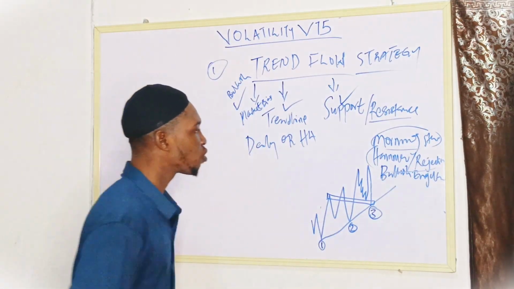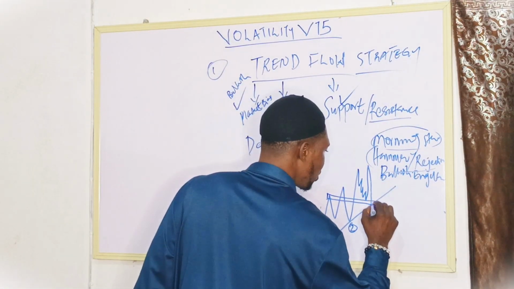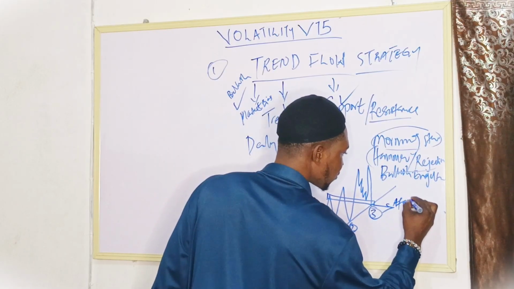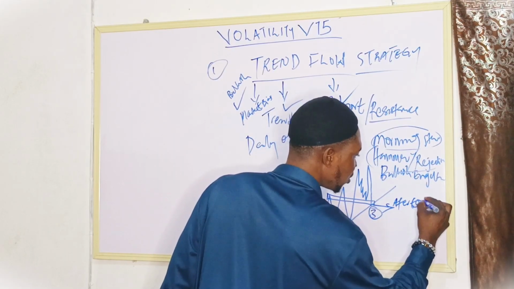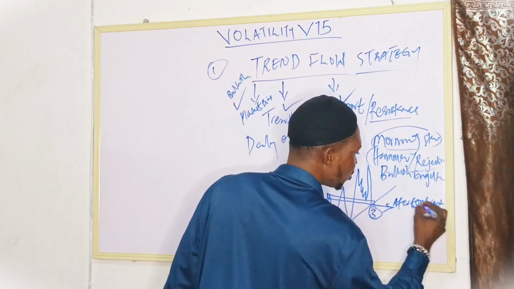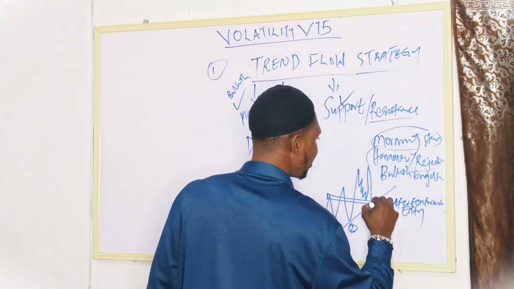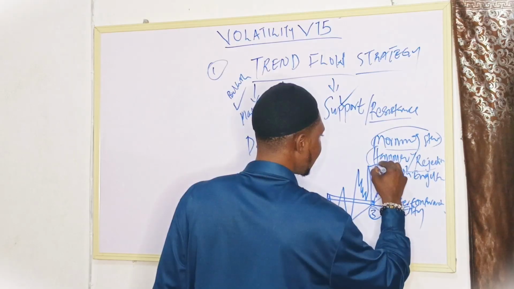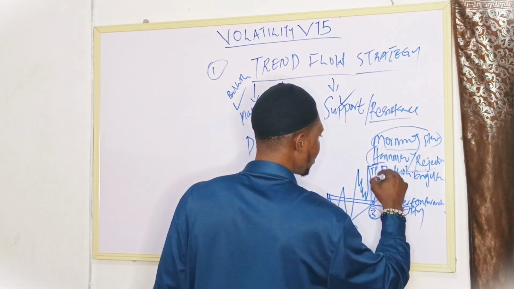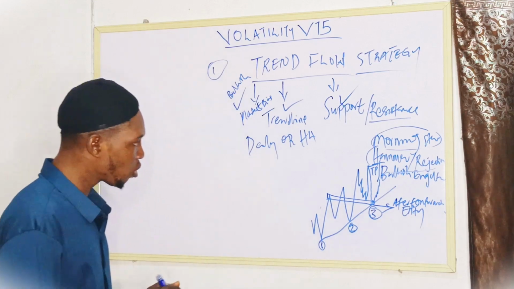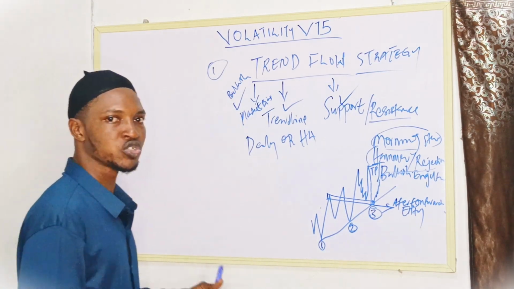So once you have your confirmation, you can actually make your trade entry from here. After confirmation, then entry. And if you are entering from here, you want to target this high. So this high becomes what? Your TP. Okay? So that is basically all about the trade flow strategy.